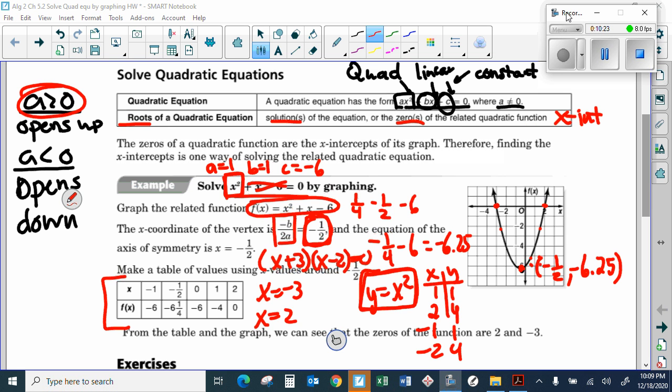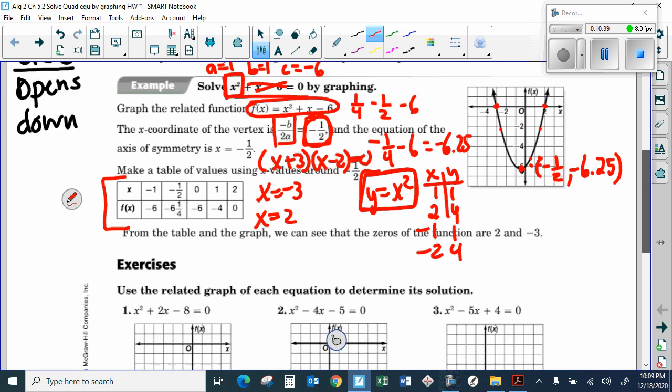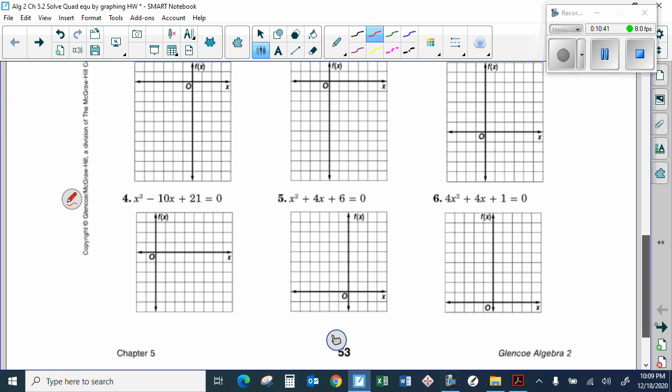So the first thing I'll be checking is to see if it factors. Then you have your two answers. Since you're asked to solve by graphing, you can't stop there. You've got to go ahead and do the vertex at least, and then draw your U shape. Negative b over 2a, and then connect it. Okay, let's go ahead and look at the next page.